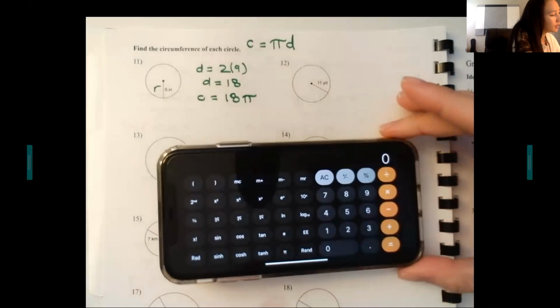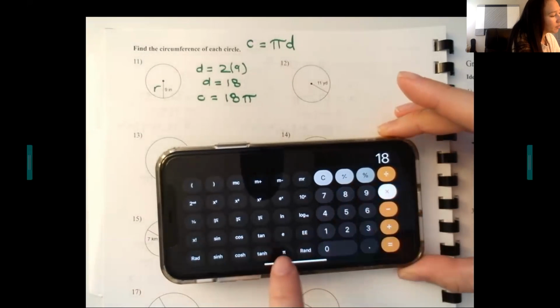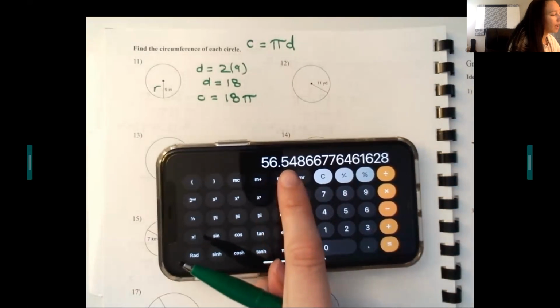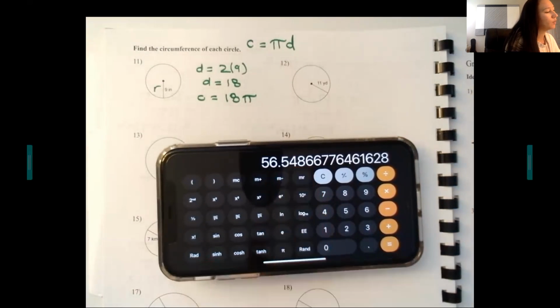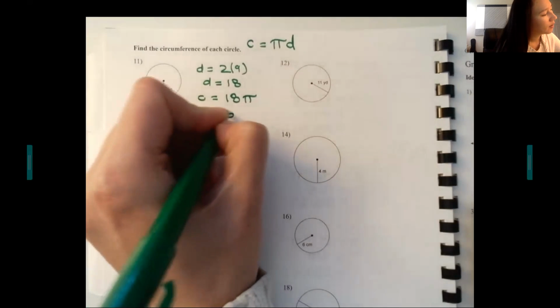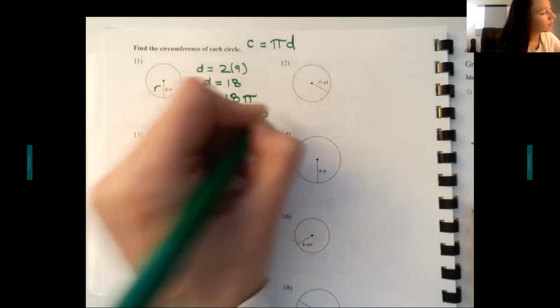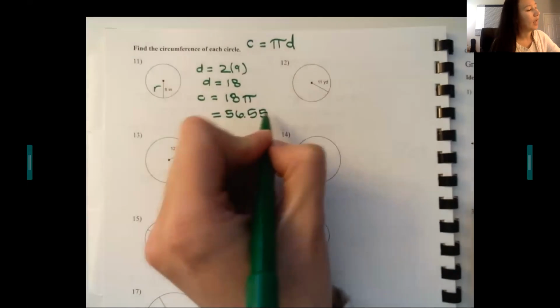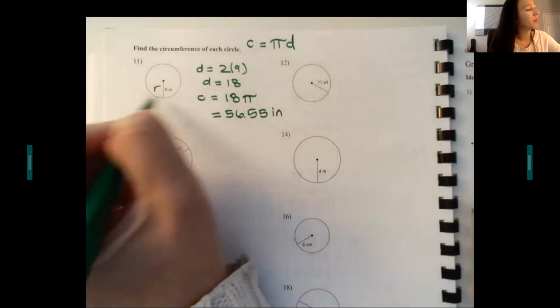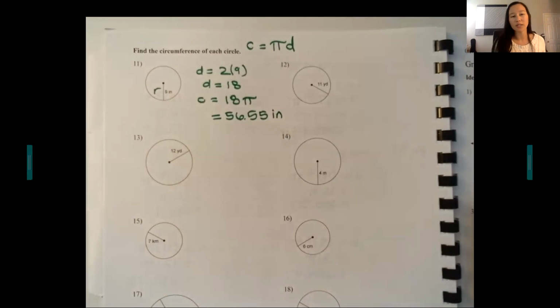And let's see, 18 times pi is 56.54, and since there's an 8 afterwards, we would round up. So 56.55. And it would just be inches, because remember, the circumference is just the perimeter around the outside. So it's how many inches.